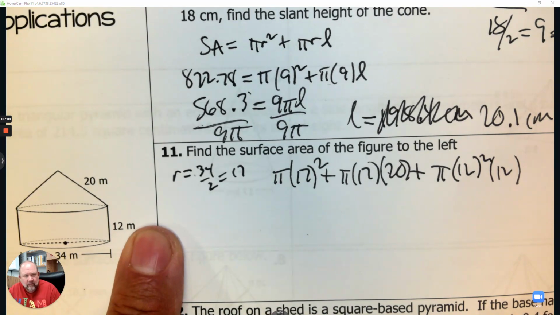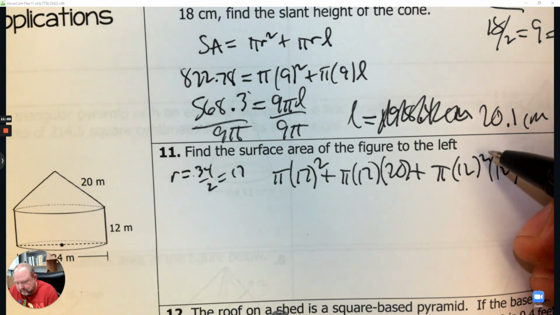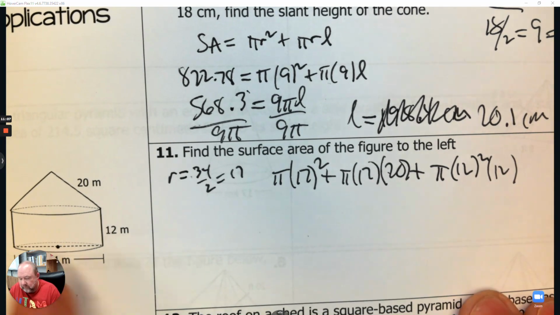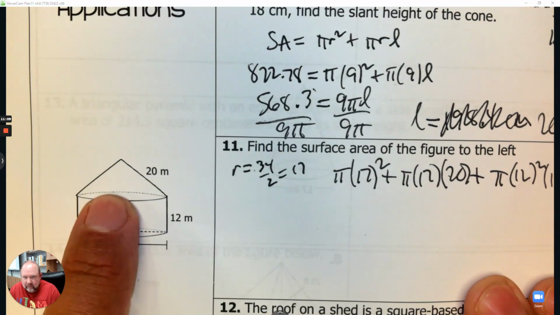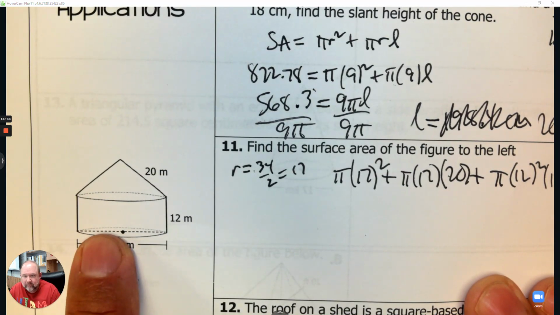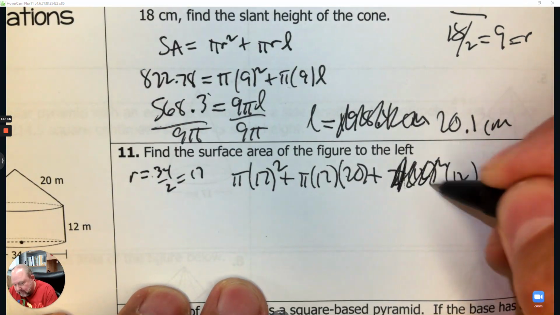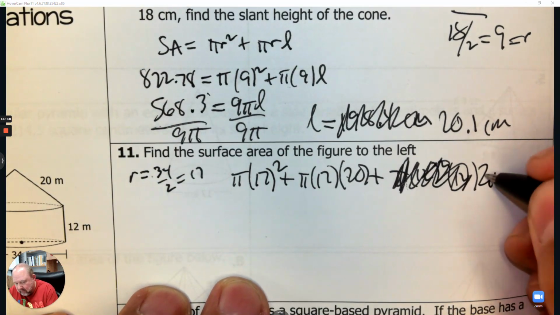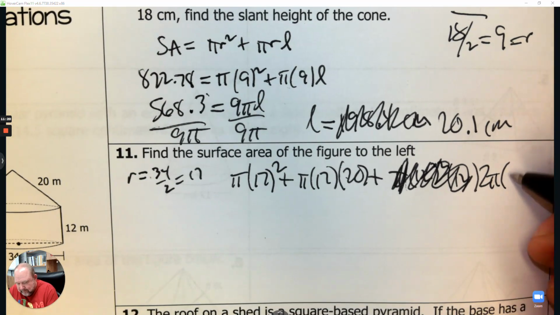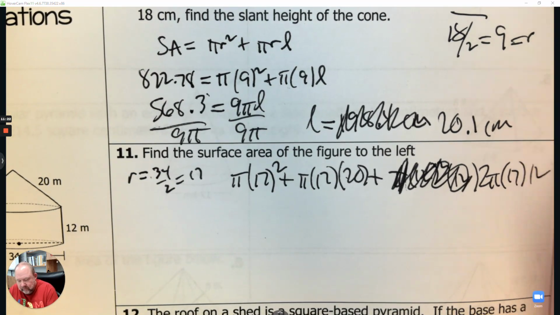No, sorry. Try it again. Oh, sorry. We only have one base. It's down here. That isn't a base. It's just here. So pi r squared. Great. Then we need to take the circumference 2 pi r times the height, which is 12.